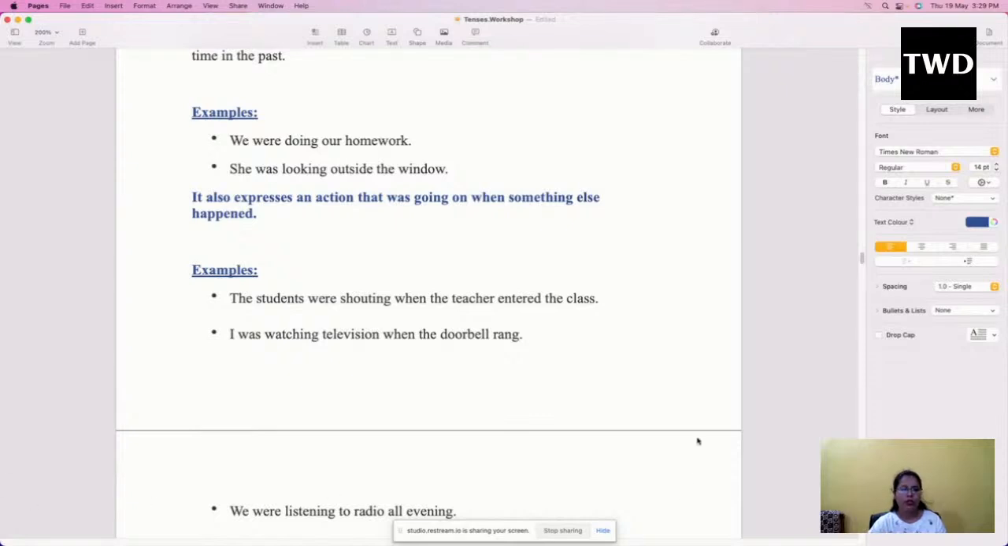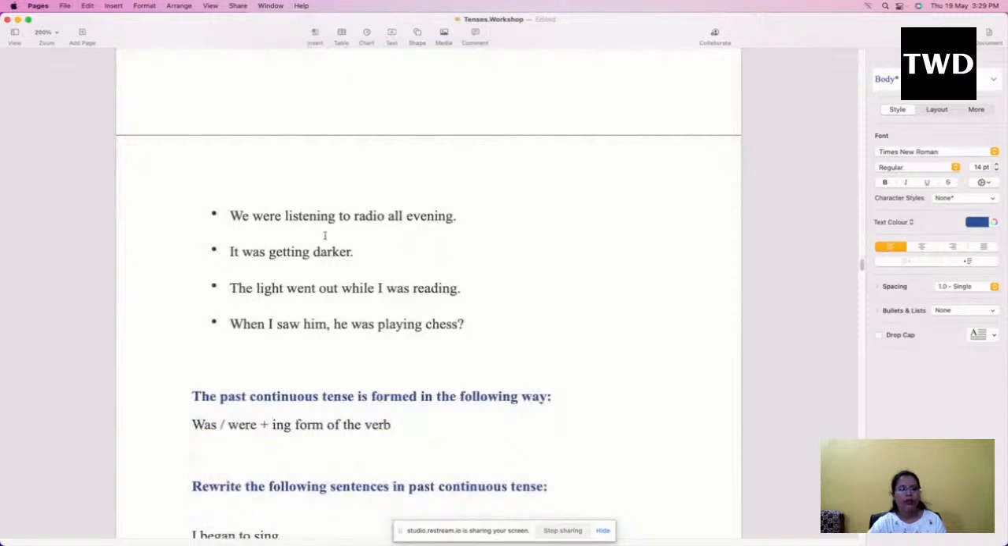The students were shouting when the teacher entered the class. I was watching television when the doorbell rang. We were listening to radio all evening. It was getting darker.